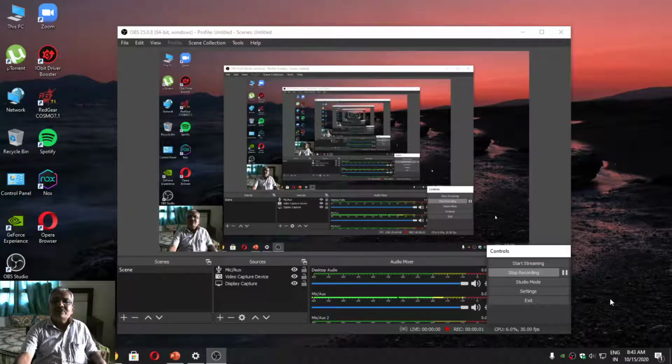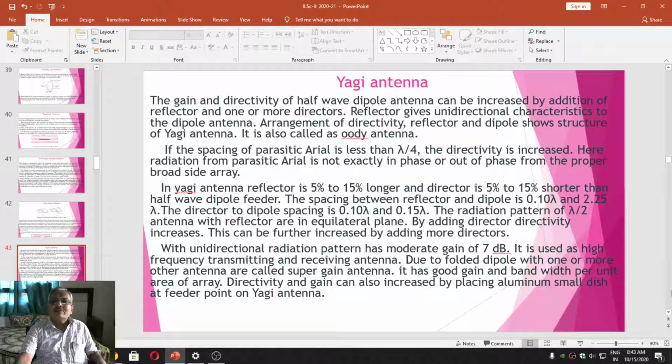Dear students, once again we are meeting to continue with topic number 3, that is antenna and radio wave propagation.